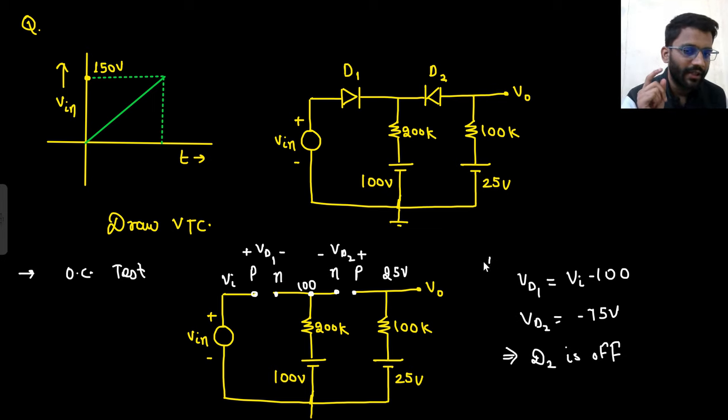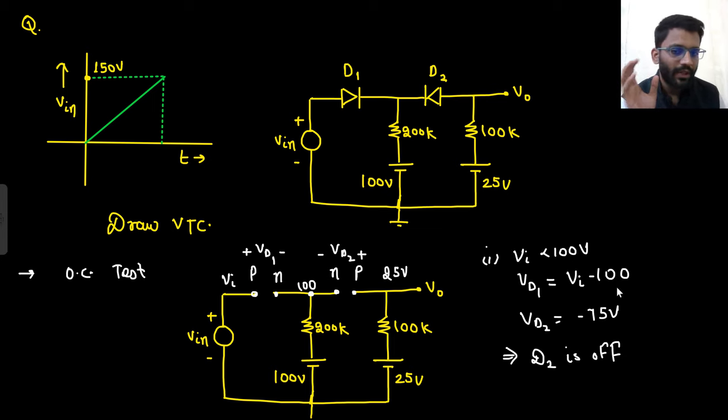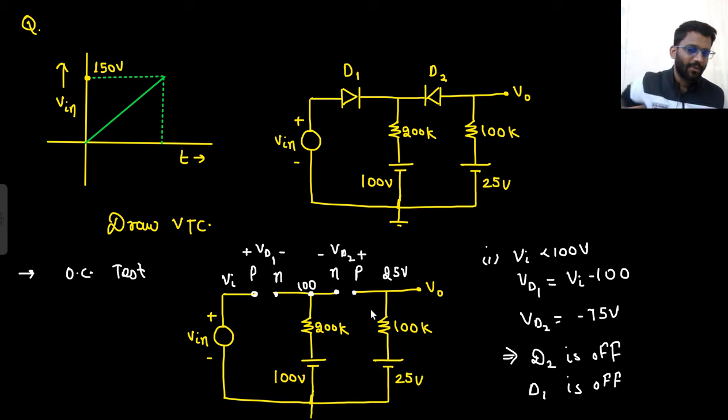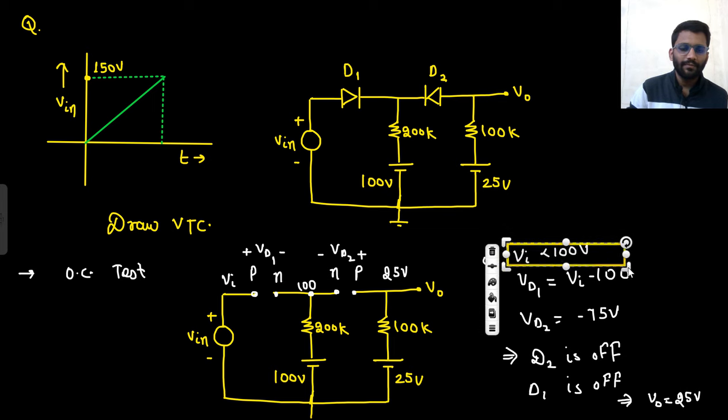So the first condition you can make is if Vin is less than 100 volt. For D1 to turn on, at least you need 100 volt. So if Vin is less than 100 volt, then D2 is certainly off, and D1 will also be off. Both are off. What will be V0? V0 will simply be 25 volt, because there is zero current here, so this 25 volt will come to the output. So for Vin less than 100 volt, we have V0 equal to 25.